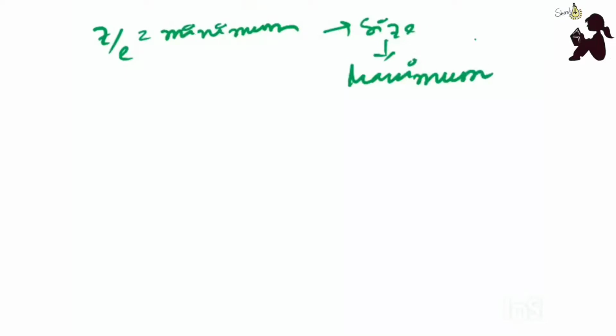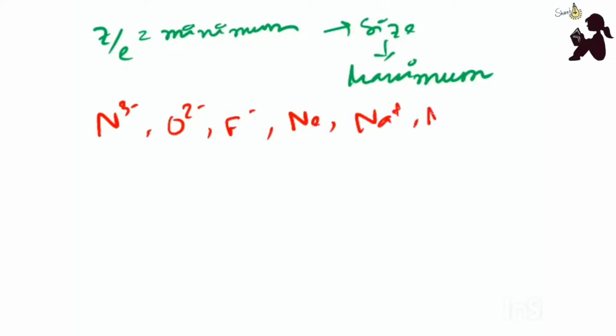Okay, so let us see an example of that. Like N3 minus, O2 minus, F minus, Ne, that is neon, Na plus, Mg2 plus, and then Al3 plus. Now you can see that they are all isoelectronic. That means they have the same number of electrons, that is 10. Because 7 plus 3 is 10, 8 plus 2 is 10, 9 plus 1 is 10, and we know that neon has 10. Na plus is also 10 because its atomic number is 11, minus 1, so 10.